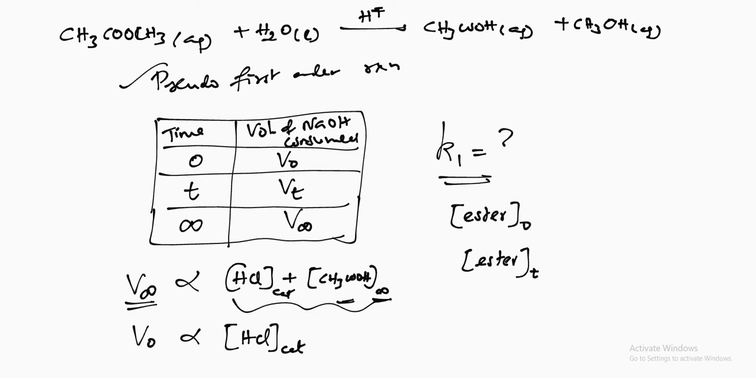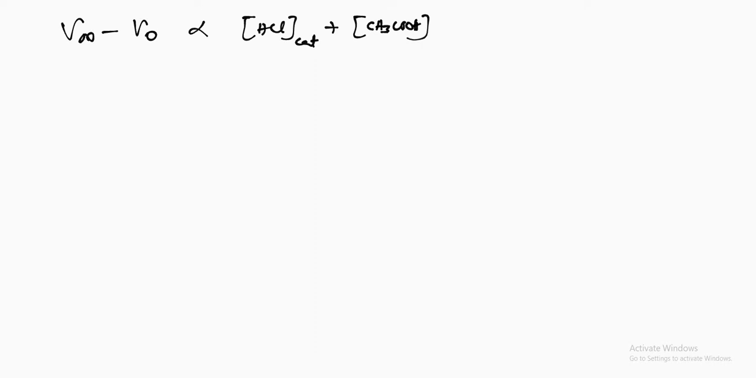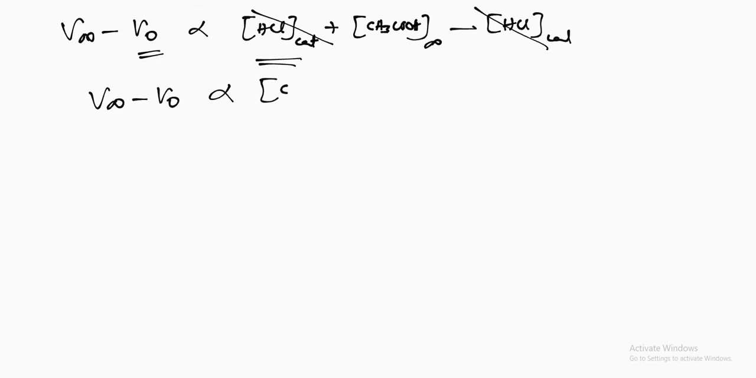Now if I take the difference of these two, let me write here. I'll take the difference, that is V infinity minus V0. What will I get? V infinity is concentration of HCl, which is a catalyst, plus concentration of the acetic acid that is formed at the completion of the reaction, minus V0, which is concentration of the catalyst present at the beginning, and this value remains same. Why? Because HCl is a catalyst here. Therefore V infinity minus V0 is proportional to the concentration of the acetic acid at the infinite time.